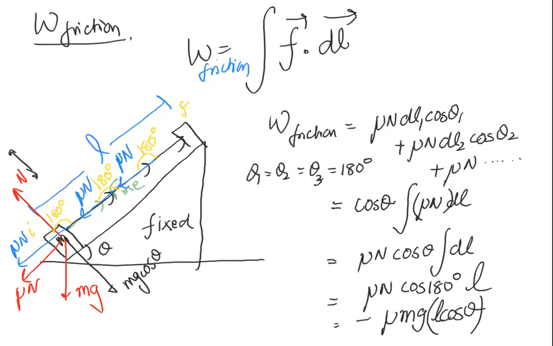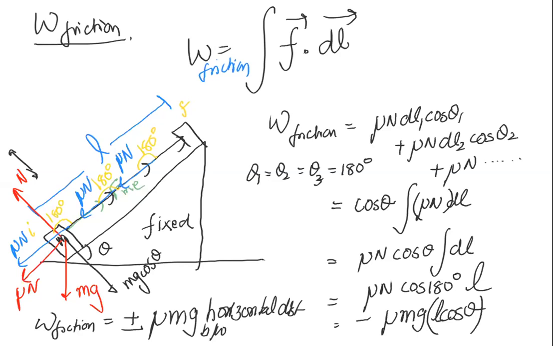Base of the triangle. Yes, very good. It is the horizontal distance between the initial and final points. So work done by friction is equal to, I will again write plus minus depending on whether friction is opposite or towards the motion, mu mg into the horizontal distance between initial and final points.